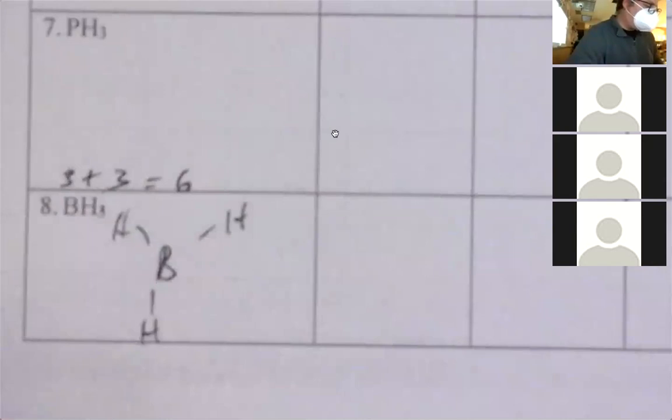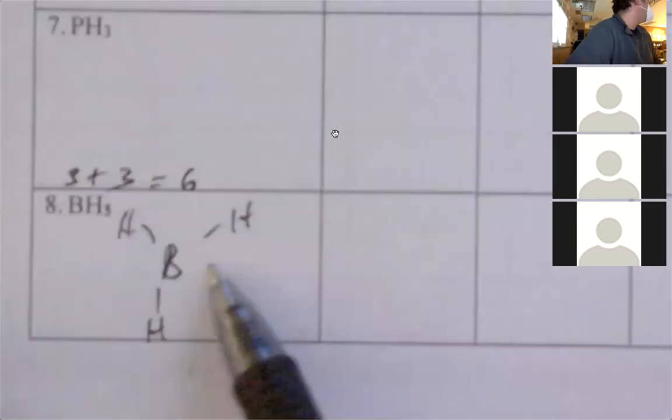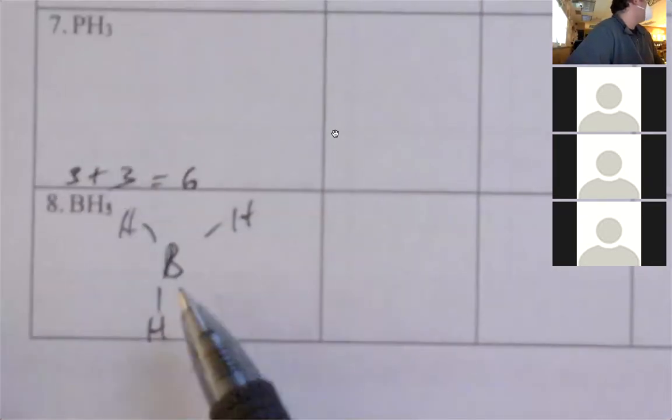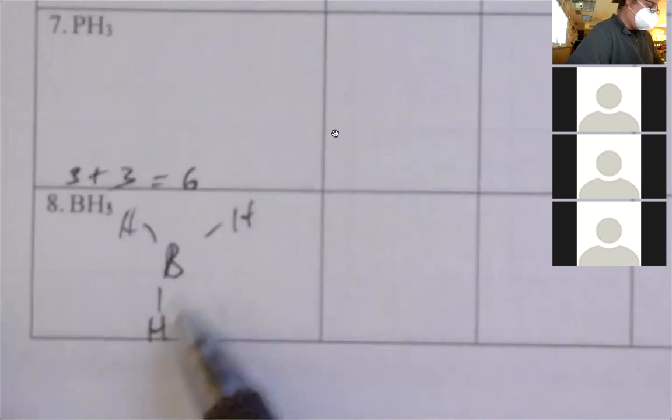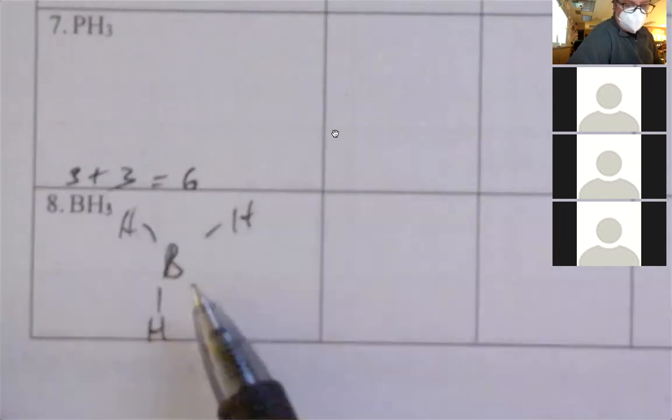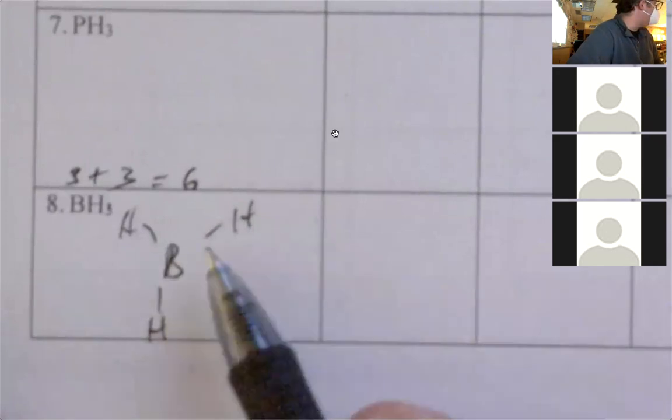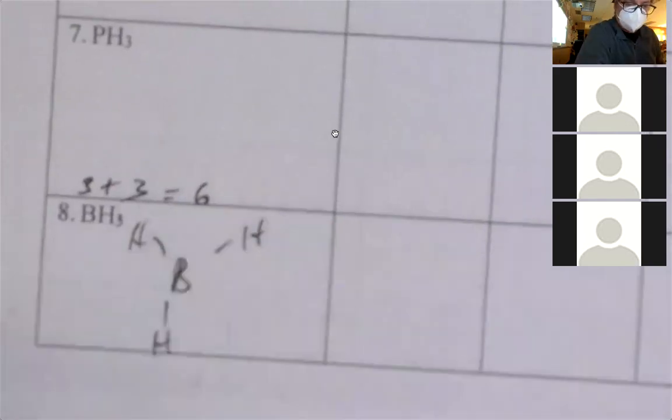Well, how many electrons do I have showing? How many does each of these lines have? 2, right? Each of these bonds is 2 electrons, right? So 2, 4, 6 electrons showing. I have 6. So I'm done. I don't have any more electrons to do anything with.